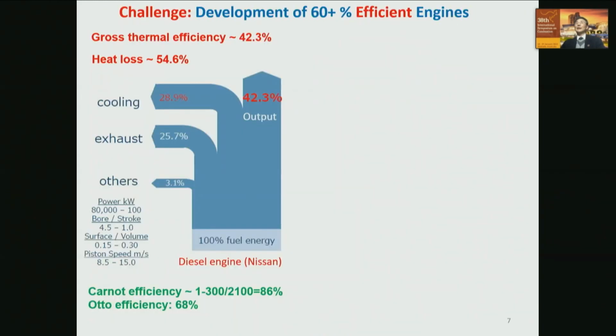If you look at engine efficiency today, here is a picture from Nissan showing that if you have 100 units of energy, the useful work produced in today's on-road diesel engine is only 42%. And more than 50% is lost either from exhaust gas or from cooling. The efficiency is far less than the Carnot efficiency and Otto efficiency it is supposed to be. So what do we have to do?